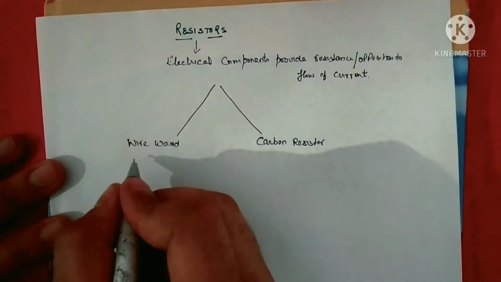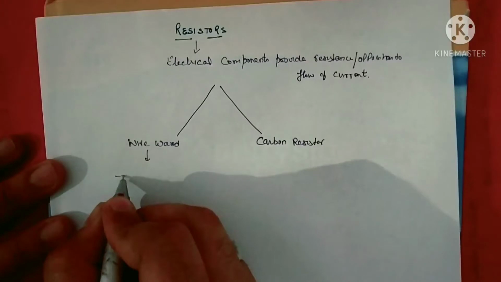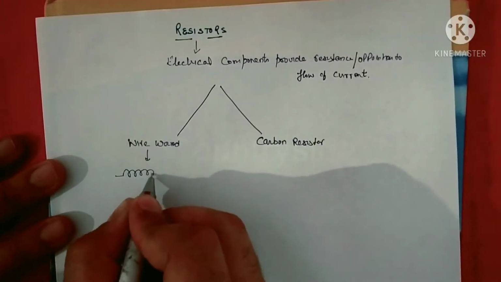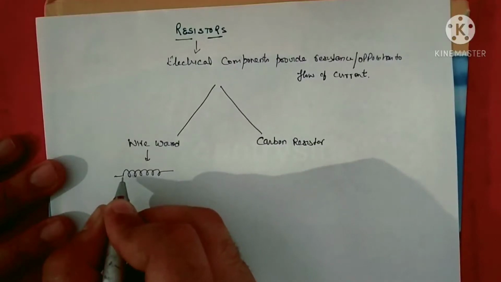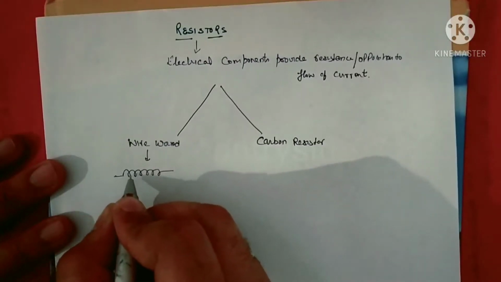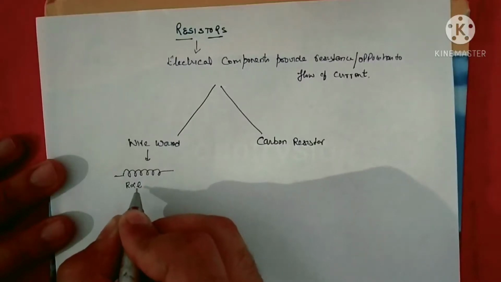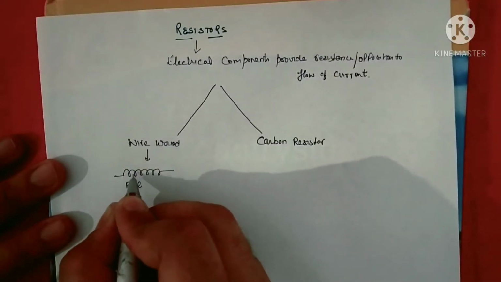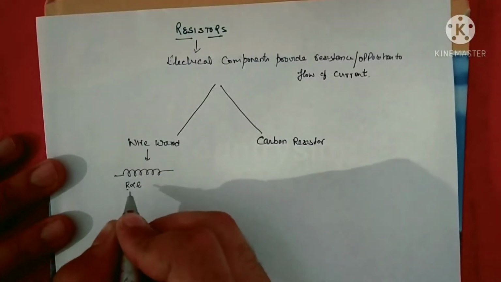Wire wound resistors are made like this: suppose you have a wire, and this wire is wrapped on an insulating material in the form of a large number of turns, just like a spring. You know that resistance is directly proportional to the length of the wire. As we increase the number of turns, the length of the wire increases, so resistance also increases.